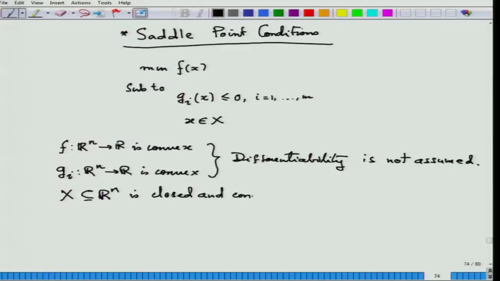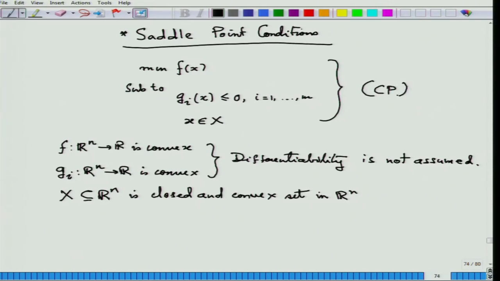minimize a function f subject to inequality constraints and x being an element of X, where capital X is a closed and convex set in Rn. And these are convex functions f and gi's. So, essentially we are talking about a convex programming problem, CP. Now, these functions are not assumed to be differentiable, but they are sub-differentiable, obviously; they all have a subgradient at every point.